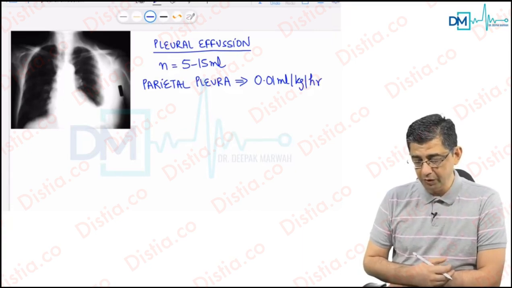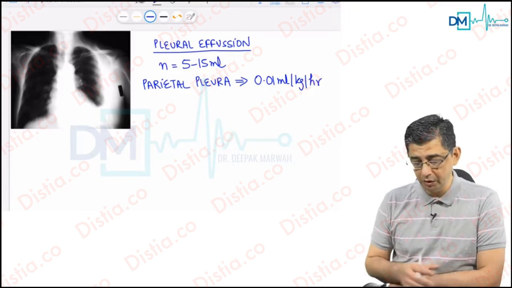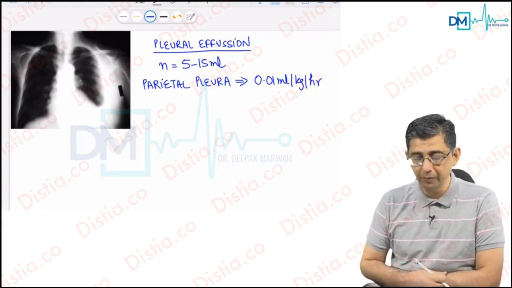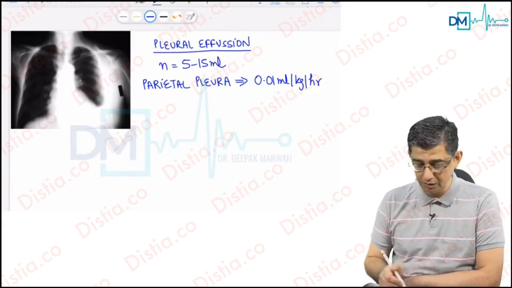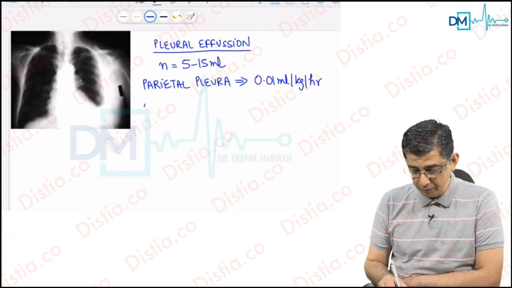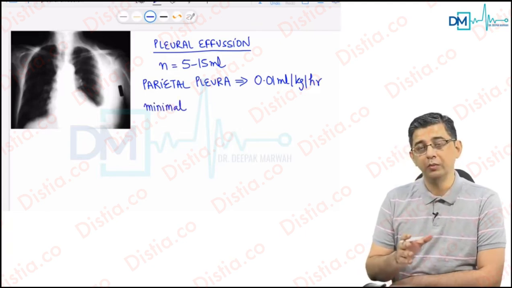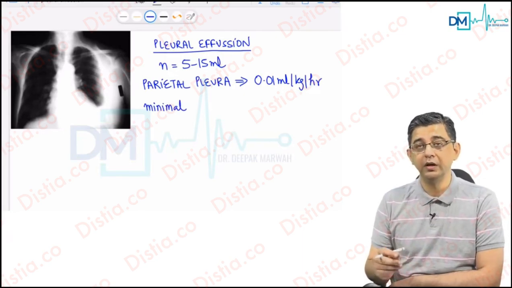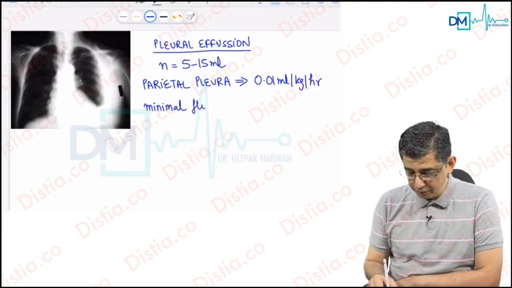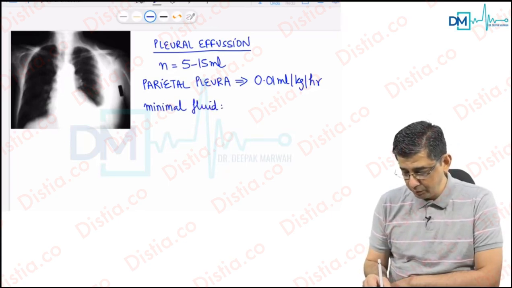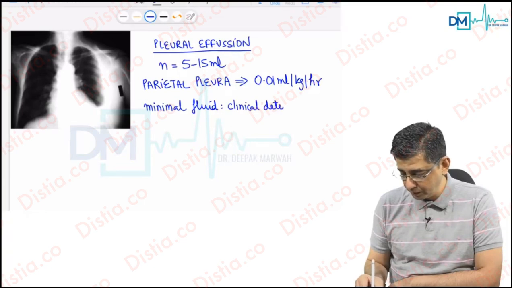Obviously, some of this would be reabsorbed by the lymphatics, but ultimately the amount of fluid would be 5 to 15 ml. Now, once you remember that, the standard question that they're asking is what is the minimal amount of fluid for clinical detection? So just like in ascites, you remember that it is 100 ml on clinical detection with the help of a puddle sign. The minimal fluid which is present in the pleural cavity for clinical detection should be remembered as 300 ml.